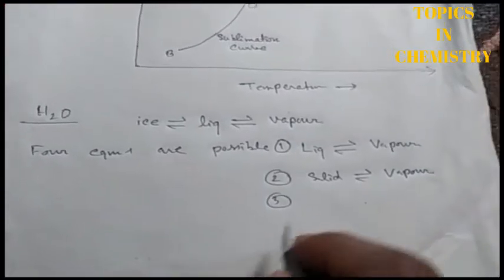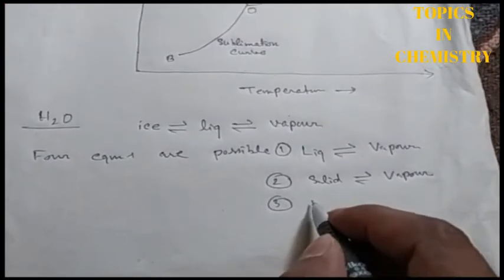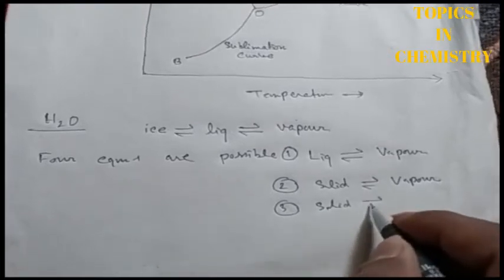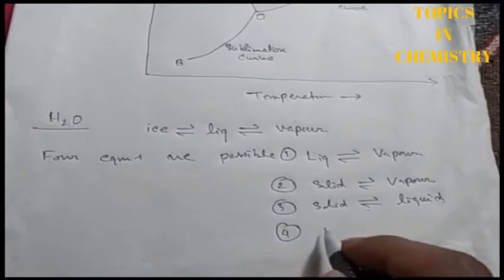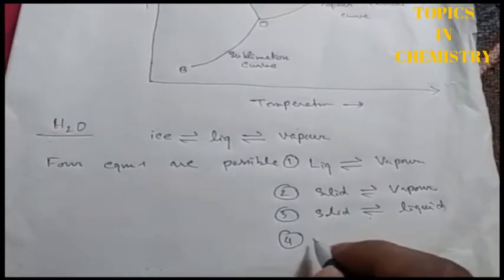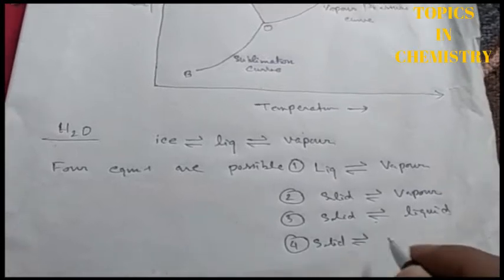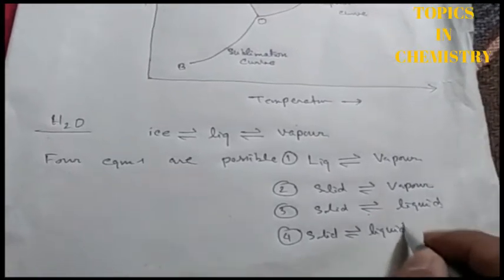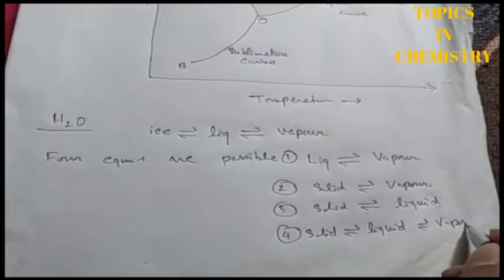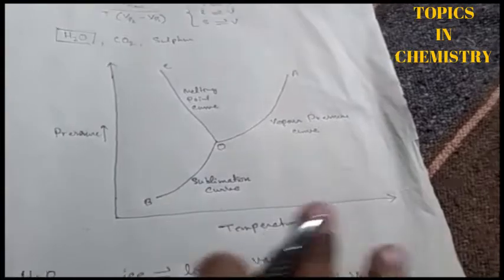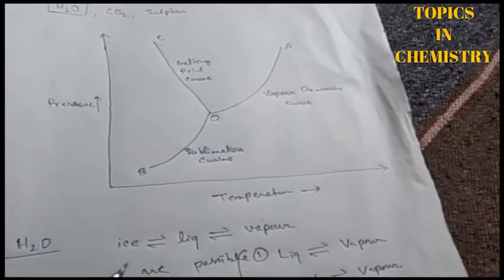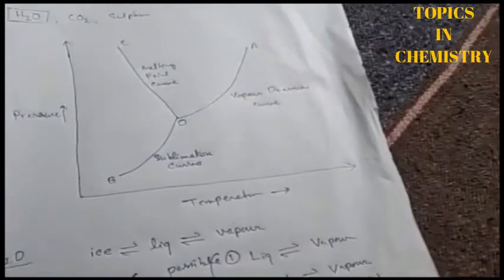Number three, you can consider solid in equilibrium with liquid. And number four, you can consider this three phase: solid is in equilibrium with liquid, which is in equilibrium with vapor. Okay, so these are four important combinations that are possible, and based on these combinations you can say that this curve, this phase diagram, can be drawn.